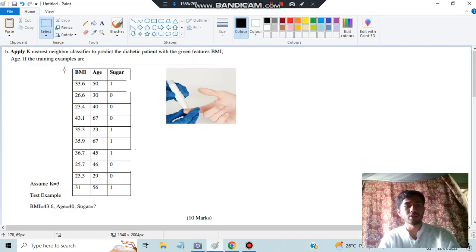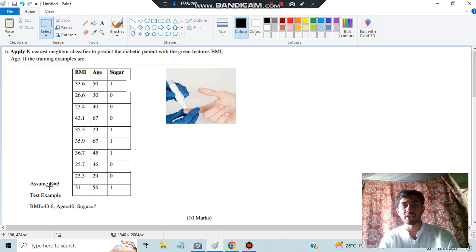So let's have a look at what is given to us. Apply the k-nearest neighbor classifier to predict the diabetic patient with the given features. There is a diabetic patient and 3 features are given to us, which are BMI, age and sugar. Now we have to predict if the person has sugar or not. BMI values are given, age values are given, and for those corresponding BMIs and ages, whether they have sugar or not is given.